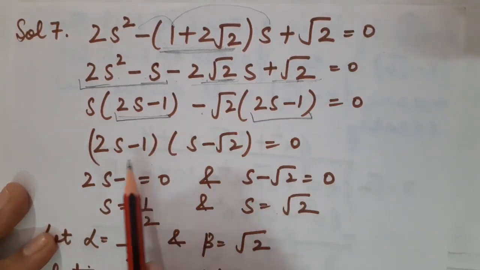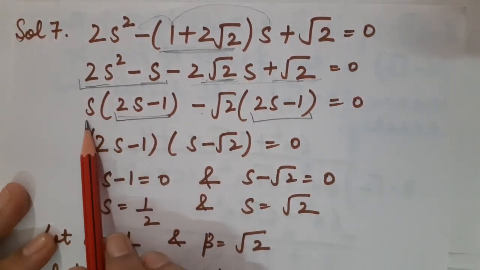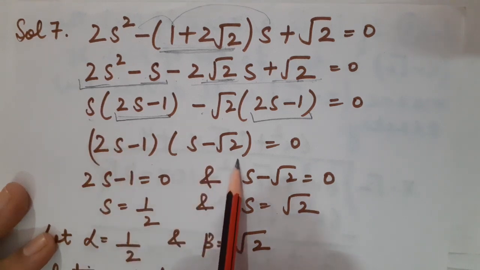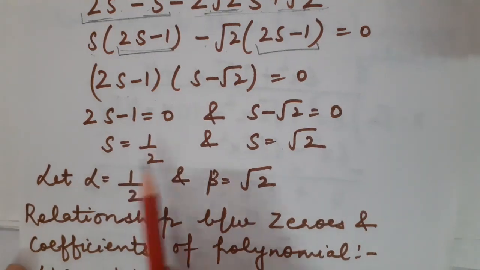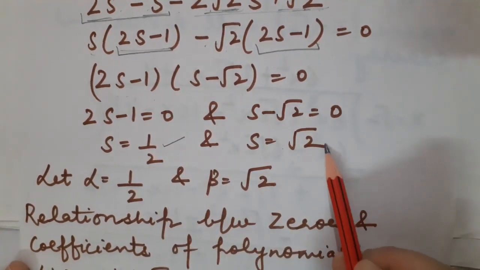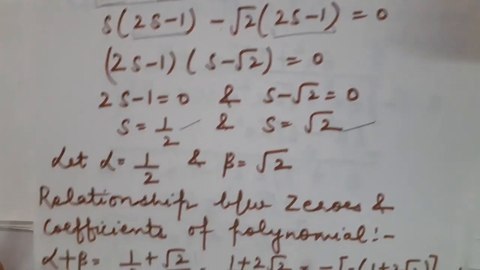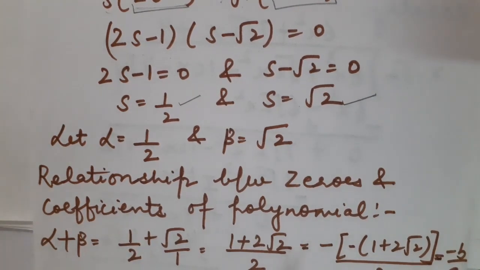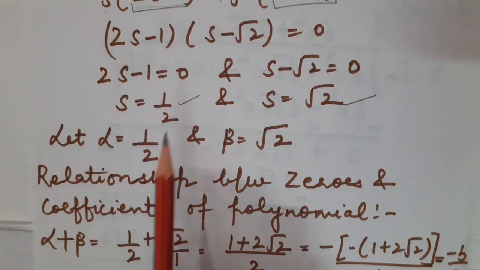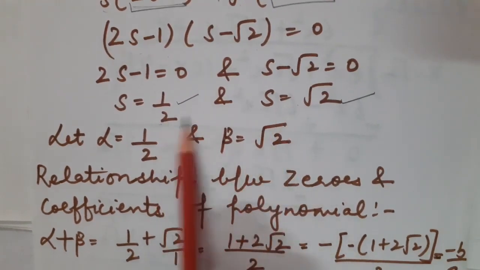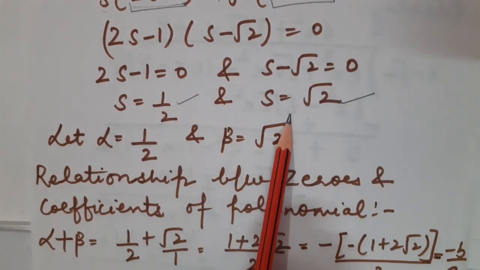2s minus 1 is common, will be written once only. Here I have got s minus root 2. Equating both the expressions equal to 0, so I have got s is equal to half and s is equal to root 2. So now we have to tell whether these zeros, because these are the zeros of the quadratic polynomial, whether these zeros have any relation with the coefficient of this quadratic polynomial or not.